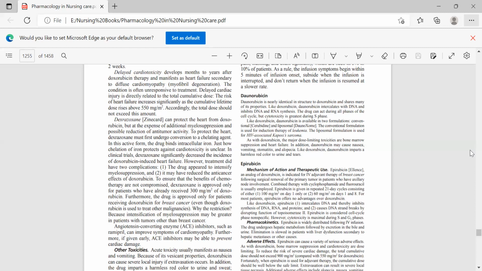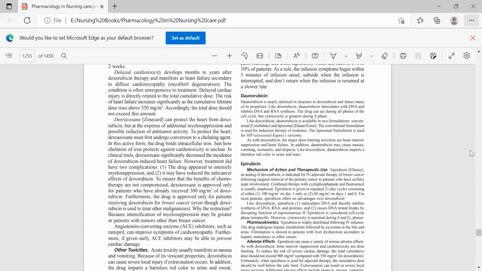Dexrazoxane is approved only for patients who have already received 300 milligram per meter square of doxorubicin. The drug is also approved only for patients receiving doxorubicin for breast cancer, and this restriction is due to the intensification of myelosuppression, which may be greater with tumors other than breast cancer.